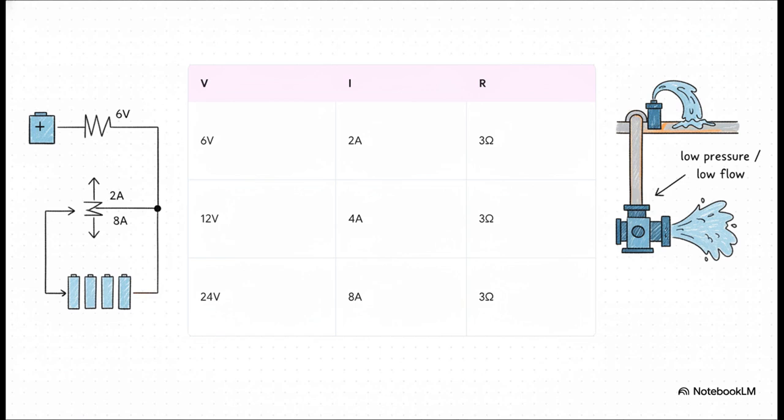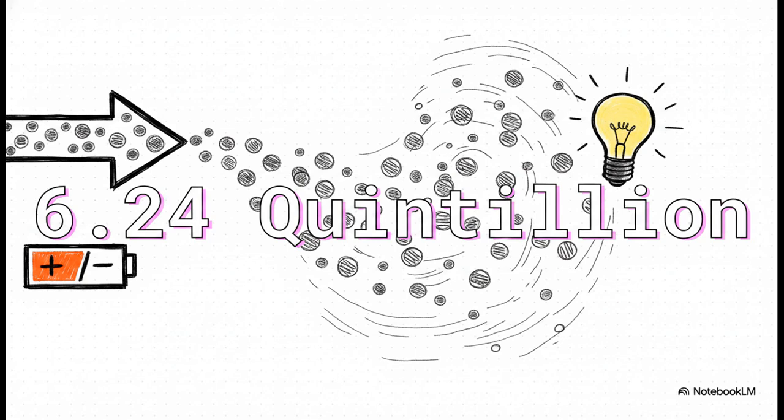If you swap in a bigger pump and apply more pressure, more water flows. In our circuit, if you apply more voltage, more electrons are pushed right through the wire. And when we say electrons are flowing, we aren't talking about some slow, tiny little trickle. Just look at this absolutely massive number.